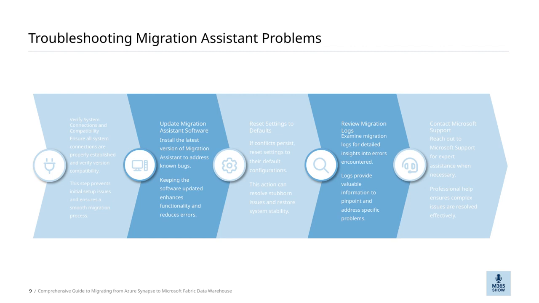It's also crucial to keep your Migration Assistant software up to date. Installing the latest version means you benefit from bug fixes and improvements, which can significantly reduce errors and improve overall functionality. Finally, always ensure that all system connections are properly established and that the software versions are compatible. Verifying these details up front helps prevent initial setup issues and ensures a smooth, seamless migration process from the start.